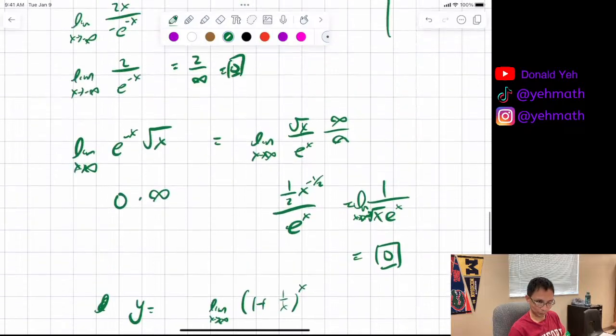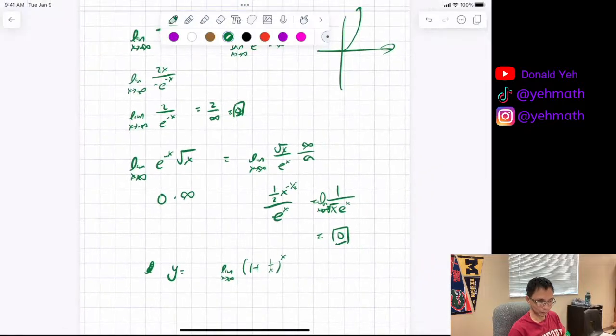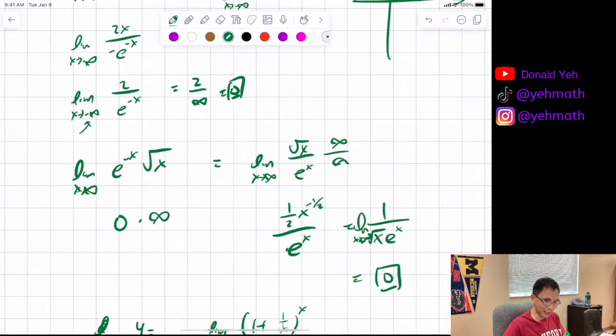Like there's 2 divided by e to the negative x. If you plug in infinity, would it be 2 over infinity? But wouldn't the e to the negative x move it up? No, but this is a negative infinity, so negative infinity times negative becomes positive.